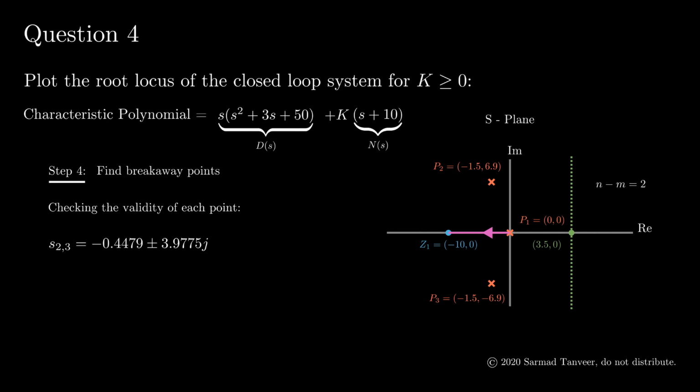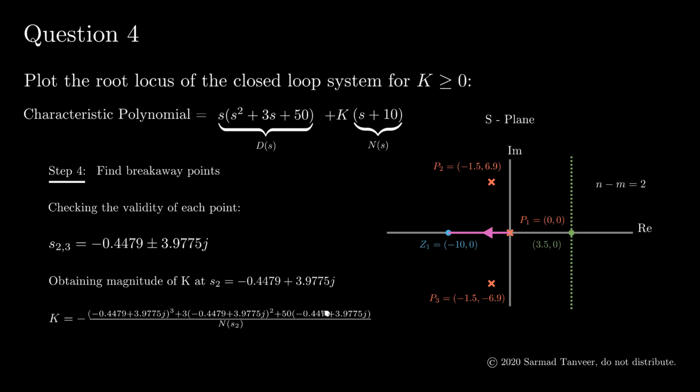S2 and S3 are complex pairs and could potentially be valid breakaway points. In order to verify, we can obtain the value of k at S2 and check if it is consistent. The value of k at a given value of s can be obtained using the following expression. K is equal to negative d of S2 over n of S2. After substituting and simplifying the resulting expression, we see that we get a complex value for k. K is a real number, it cannot have an imaginary component.